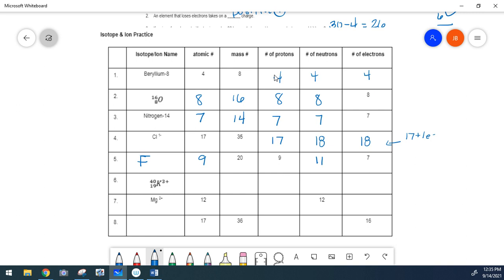The electrons are 7, and my atomic number is 9. So did I lose or gain electrons? I lost. How many? 2. So that makes my charge 2 plus.